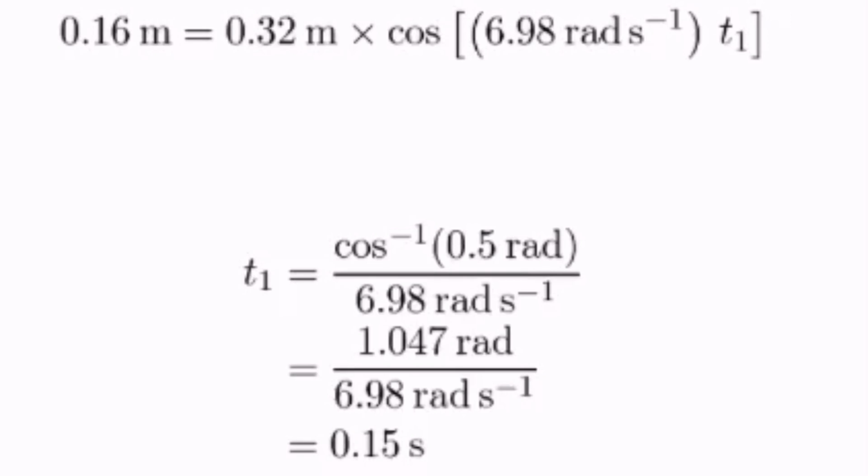Now, to calculate the time taken by the object to go from x equals 0.32 meters to x equals 0.16 meters, we would use equation 3. Let time t equals 0 seconds and the object is at x equals 0.32 meters. And at a later time, which is time 1, it is at 0.16 meters. Hence, from equation 3, we would get the time t1 at which the object is at x equals 0.16 meters. By isolating our t1, we would get the answer of 0.15 seconds.